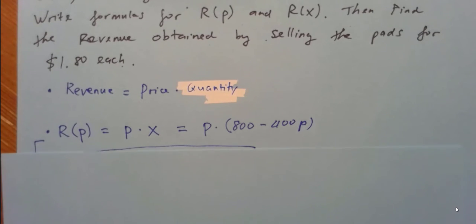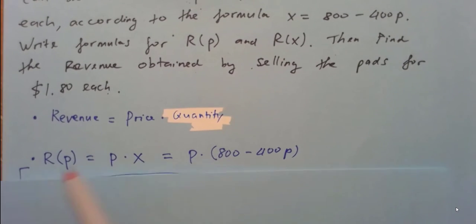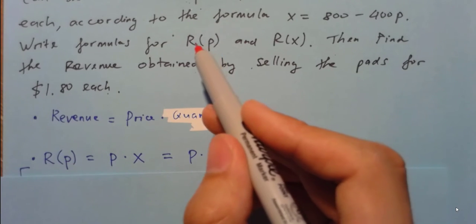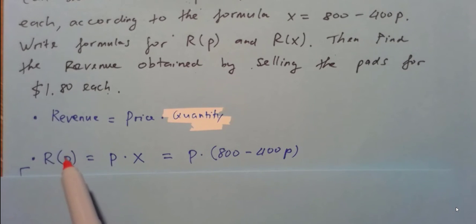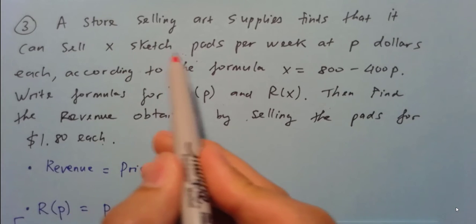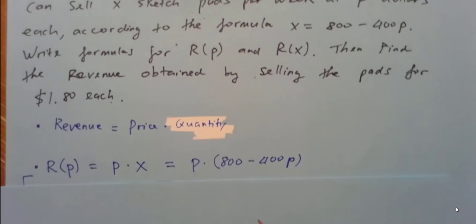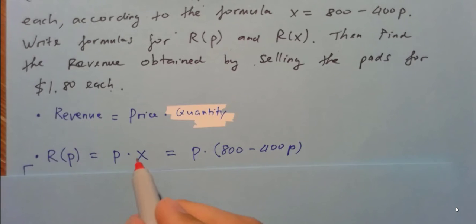Okay. In this case, we know that R of P, revenue, so I used R to stand for revenue. Let's find R of P first, because we are asked to find R of P and R of X. The price, following the formula, is the small letter P. The quantity is the X, right? Because X is the number of the sketch pads, which is the quantity, the amount of the items. So P times X. P is the price, and X is the quantity.